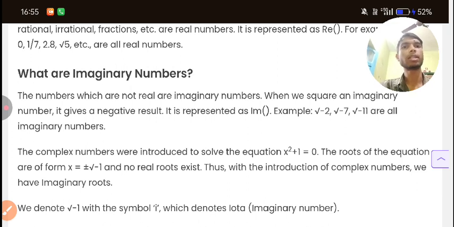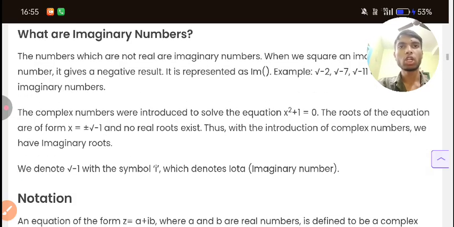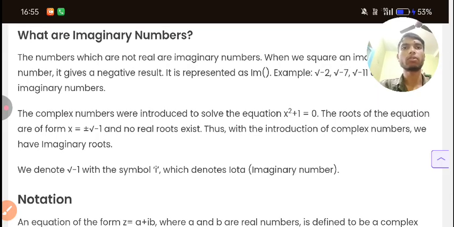If you remove the minus, it will become an irrational number. Just here is a minus, with the 2, with the 7, with the 11. That's why they are imaginary numbers. Next, complex numbers were introduced to solve the equation x square plus 1 is equal to 0.